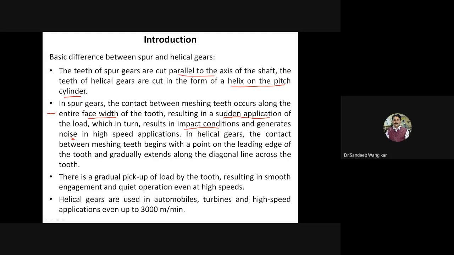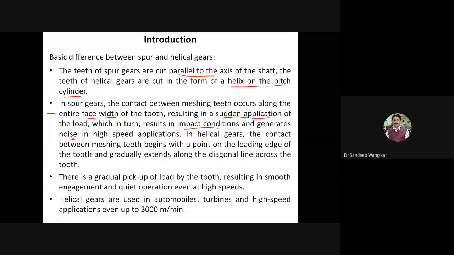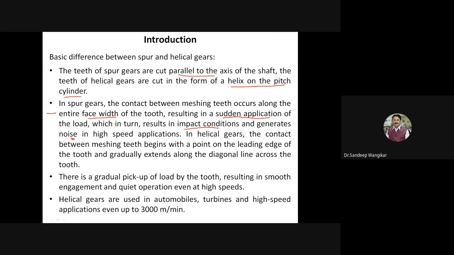So this is the limitation of the spur gear also. We cannot use the spur gear at higher applications. If more and more higher RPM and higher speed conditions are required, this clearly implies that we have to go for helical or any other type of gear. There are limitations to use the spur gear at higher RPM. So this is a very basic thing.